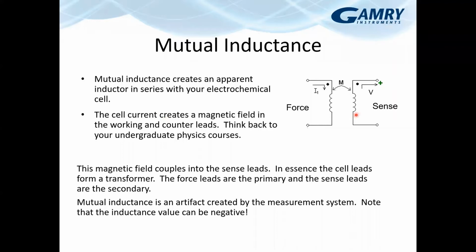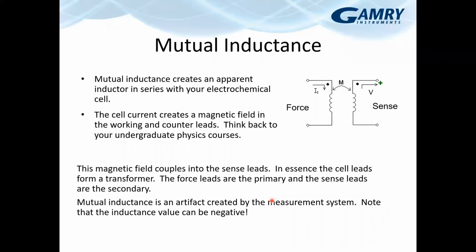And this is voltage, magnetism, current, voltage, and they move across each other. The electromagnetic field that you generate by running current through the current leads, force leads, gets picked up in the sense leads, and this gives you signal. This is an artifact. You don't want to have it.